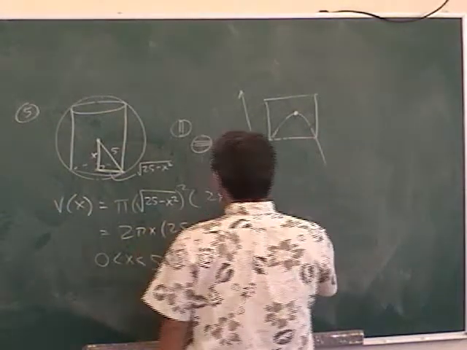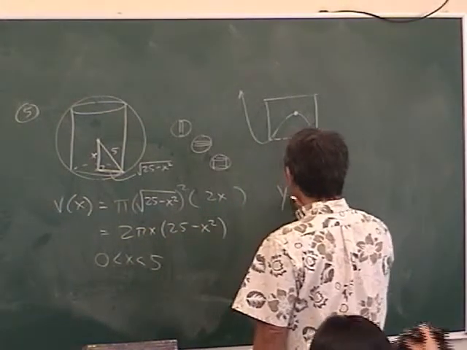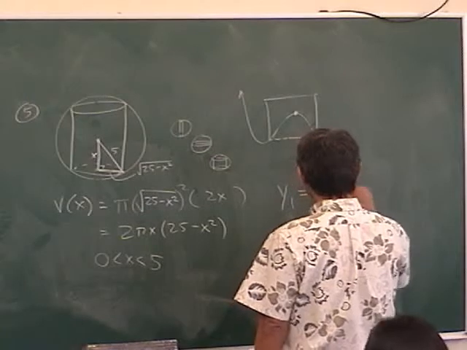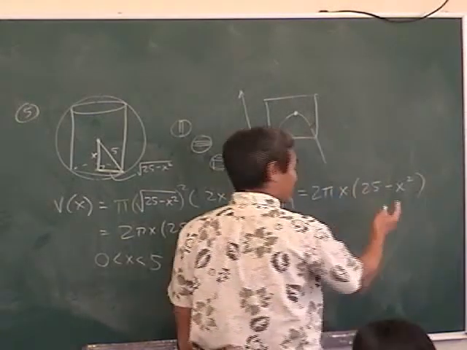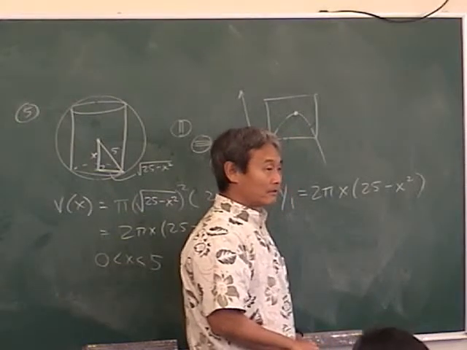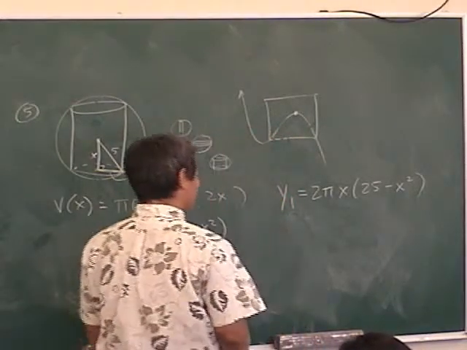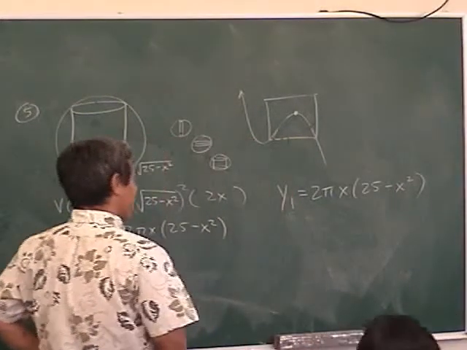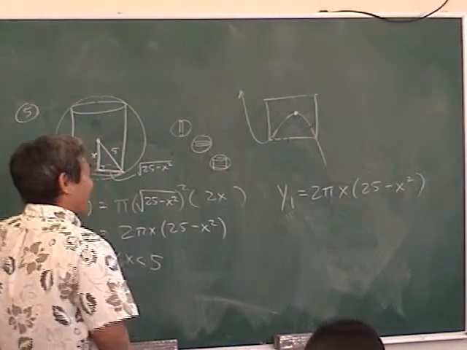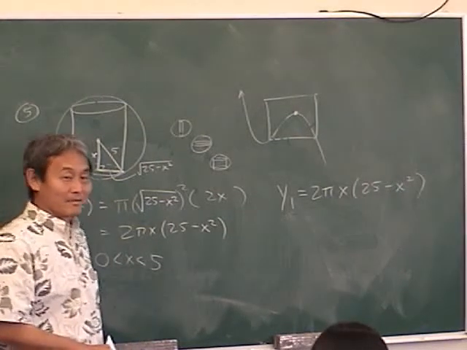Okay, so the first thing you've got to do is punch in the function. So y1 equals 2 pi x times 25 minus x squared. Or should I multiply that out? Don't you dare multiply it out. Your calculator doesn't care what form you put it in, so use the easiest one for you. And then just press the graph button and hopefully I see something.